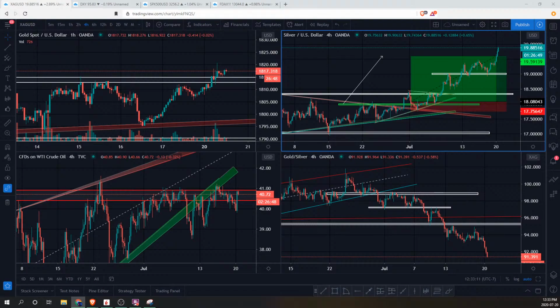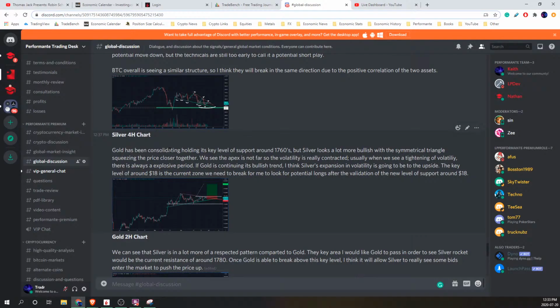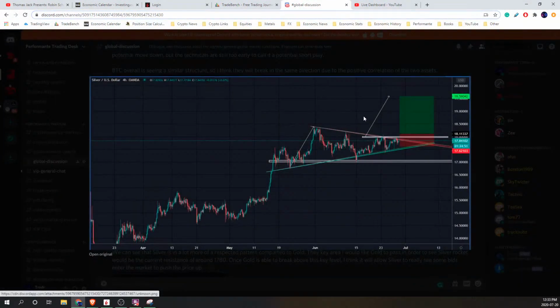We can see right here, let's just look at this. Give me one moment. This is that zone that we were looking at right here. Silver at $18.11. Silver looks more bullish with the symmetrical triangle squeezing the price together. And then we see gold right here, but silver is this main one that we were looking at.